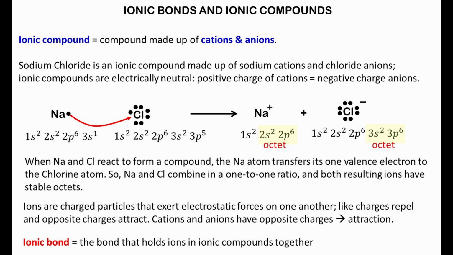Ions are charged particles that exert electrostatic forces on one another. Ions with the same charge repel each other, and opposite charges attract. Cations and anions have opposite charges, which leads to attraction and the formation of a bond. An ionic bond is the bond that holds ions in ionic compounds together.